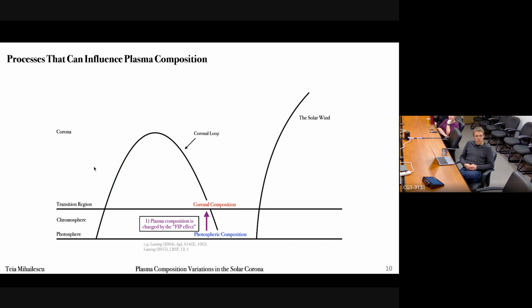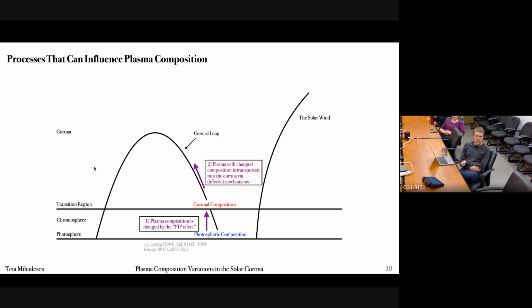But on top of having the FIP effect change the plasma composition we observe in the corona, there's other things that we need to take into account as well. The first one is the transport of plasma from the transition region into the corona, because once we reach the transition region level, the ponderomotive force becomes very low, or it disappears completely. But more importantly, everything becomes ionized. So we no longer have this separation between low FIP elements and high FIP elements. So even if there was a ponderomotive force higher than the transition region level, it would act equally on the low FIP elements and the high FIP elements. So it wouldn't change the composition anymore.